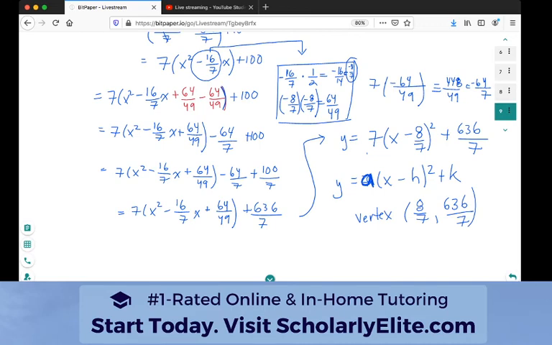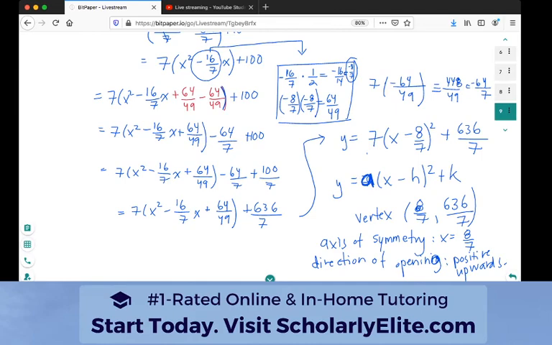Okay? So now, keeping this in mind, we also know a couple other things. We know the axis of symmetry is x equals 8 over 7. We know that the direction of opening is positive, and it's upwards because of that positivity. Okay, so these are really important things.